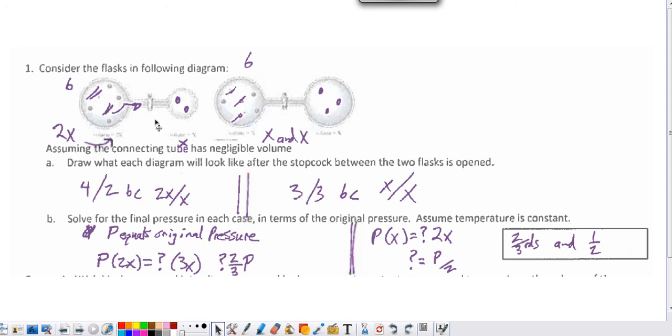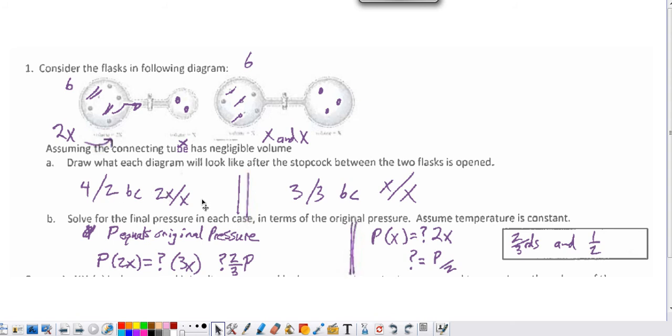The total volume will be 3x, and those 6 particles are going to be spread out across that. So you take 6 divided by 3, and each x value should receive 2 particles. So the right side, which is x volume, receives 2 particles, and the left side receives 2 and 2 since it's 2x. So there should be 4 particles on the left and 2 particles on the right, since the ratio of volume is 2x over x.